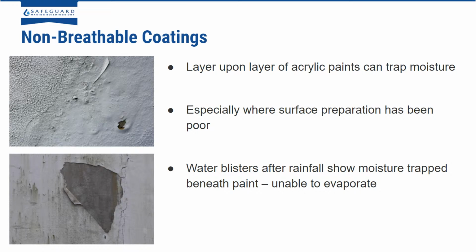So, non-breathable coatings. If you keep applying another layer of paint on paint, you'll eventually start to trap moisture behind it. Where this is the situation, surface preparation might have been poor, and this allows water to accumulate. You can even get these water blisters, which, if burst, become a little fountain of water. If any of this moisture does get trapped, it will be unable to evaporate out.